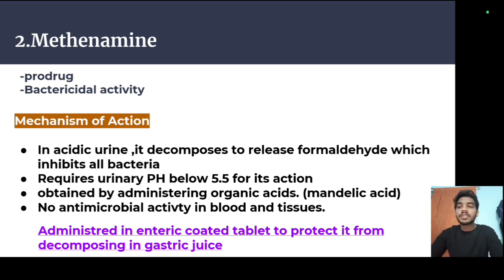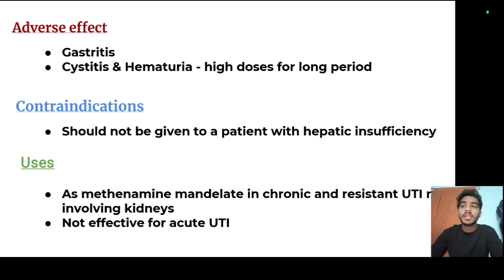And the key point here is it is administered in an enteric coated tablet to protect it from decomposing in the gastric juice. Adverse effects of this drug include gastritis, cystitis, and hematuria. It should not be given to a patient with hepatic insufficiency. It is used as methenamine mandelate in chronic and resistant UTI. It is not effective for acute UTI.